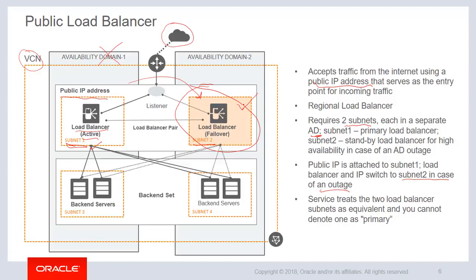And as you know, the whole idea of a load balancer is you have these backend servers. So if the primary load balancer is active, you are sending traffic like this. If there is an outage for AD1, we'll switch over to AD2 and the load balancer is still active. You can see these dotted lines here. It will still be sending traffic to the backends.